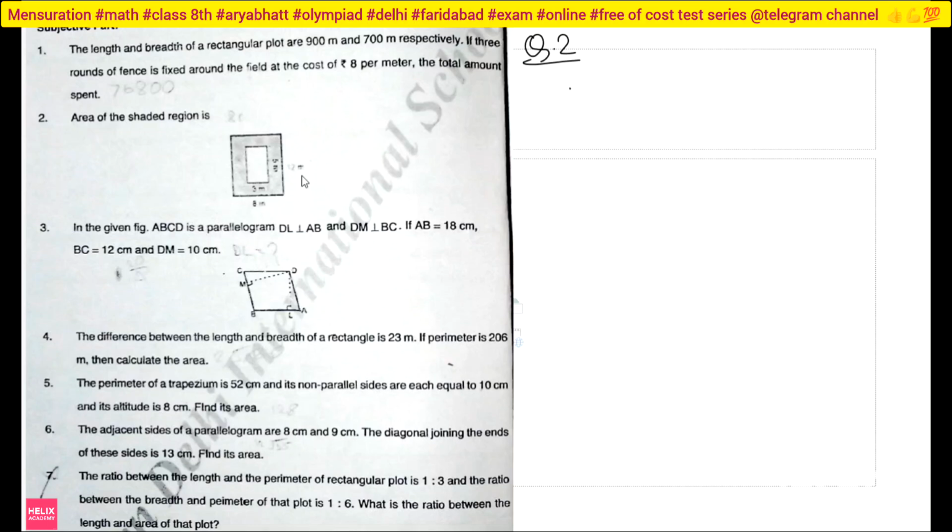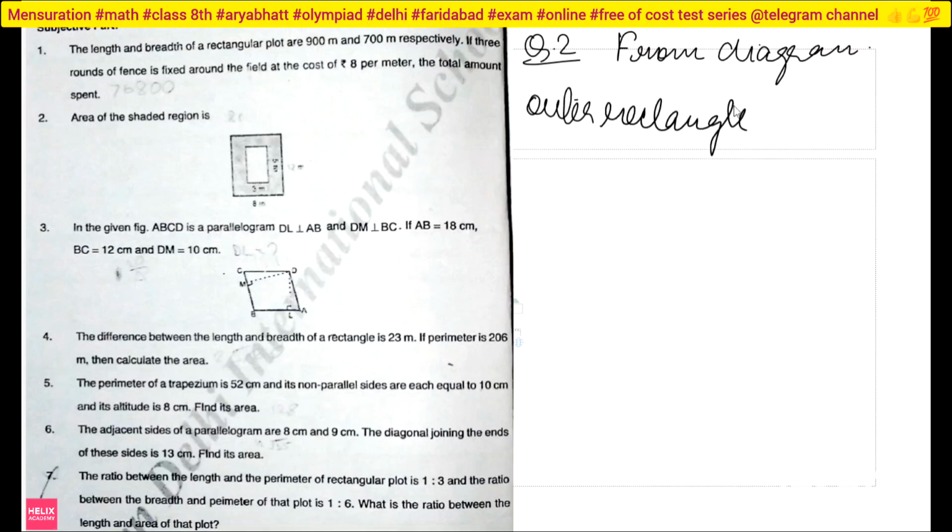One is 8, another one is 12, interior one is 5 and 3 meter. So you can easily subtract and find the area. So I will say that from the diagram, the outer rectangle area is your 8 meter into 12 meters, right?